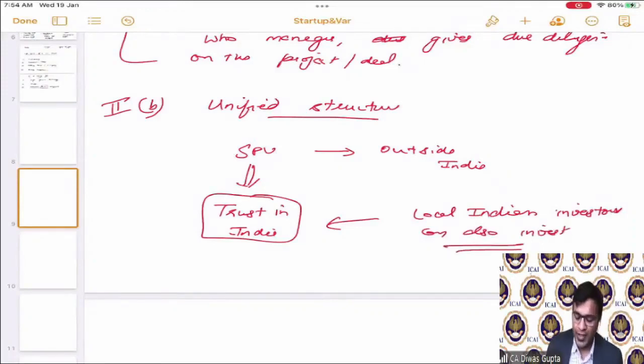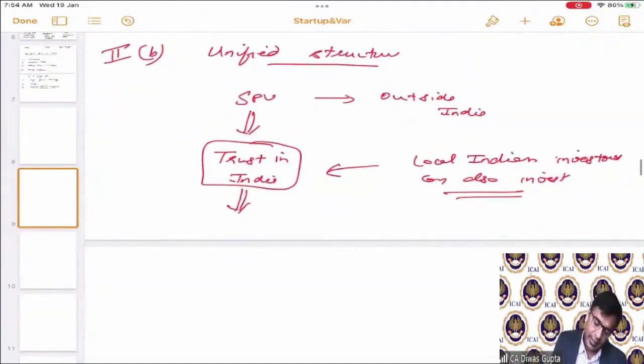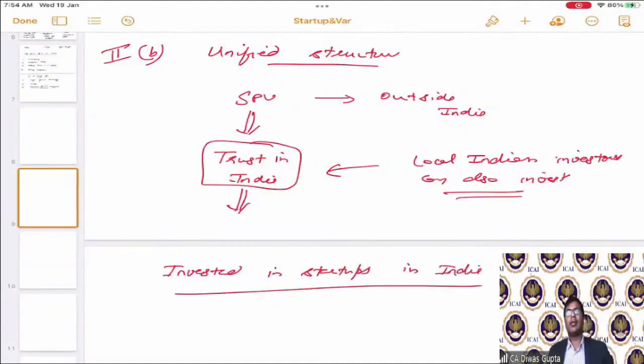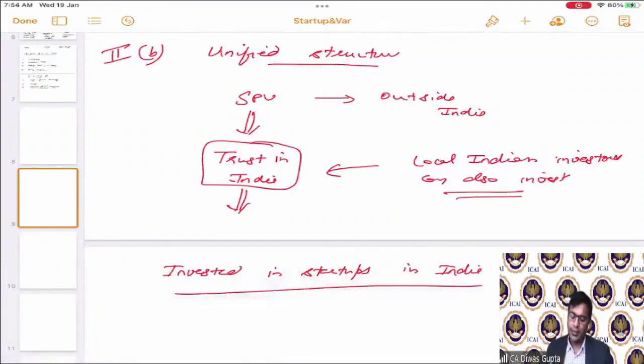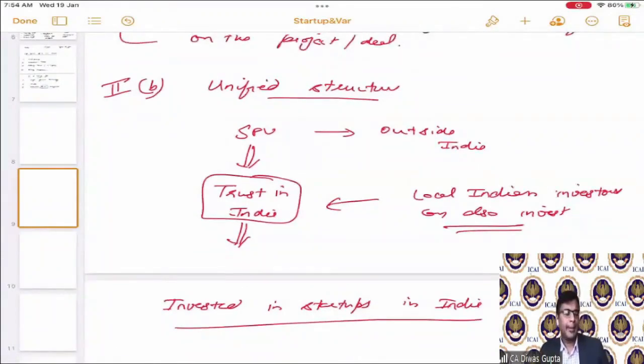Correct. So first, the investment will come from outside through the SPV into a trust formed in India, and the local Indian investor can also invest. Finally, this entire money will be invested in startups in India. Simple. This is called a unified structure. You're getting my point.